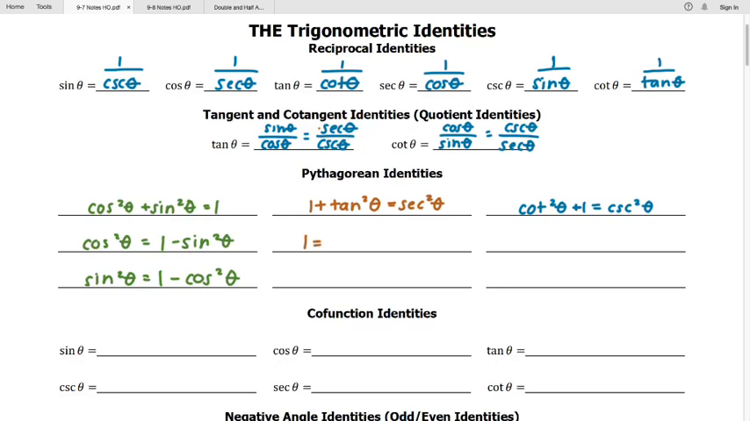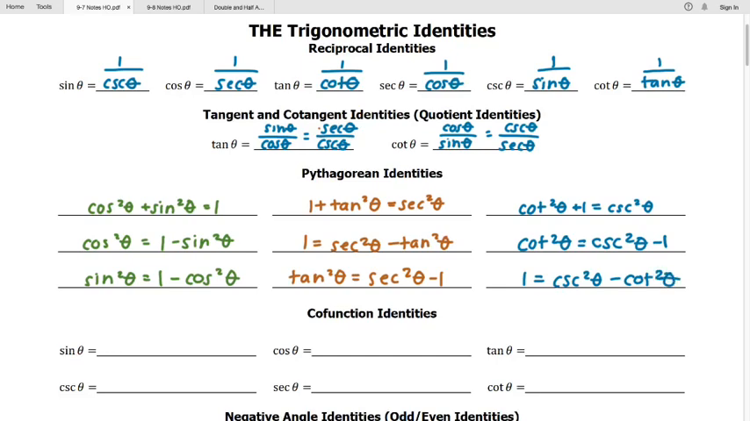All right, if I subtract tangent squared from both sides, we get secant squared minus tangent squared is equal to 1. And then if I subtract 1 from both sides, I get tan squared is equal to secant squared minus 1. And then lastly over here with those cotans, if I subtract 1, I get cotan squared is equal to cosecant squared theta minus 1. And then 1 is equal to cosecant squared theta minus cotangent squared theta. Right? So really all you need to know is the first line of each of those Pythagorean identities, and then you can just move things around. So the first line is definitely the most important one.